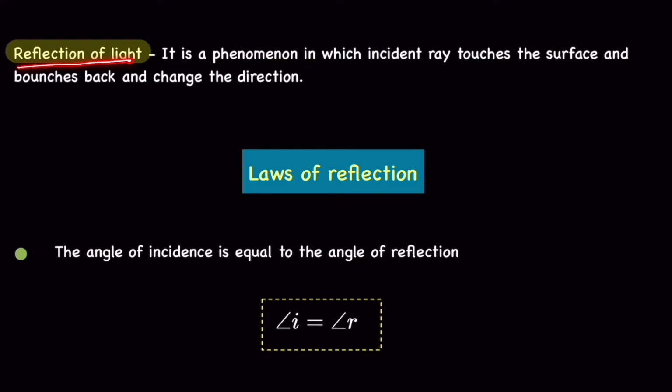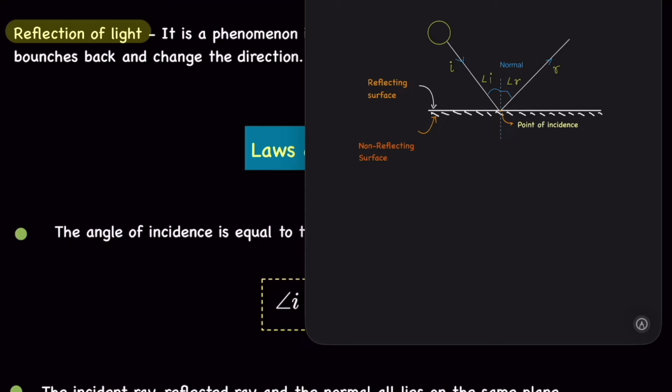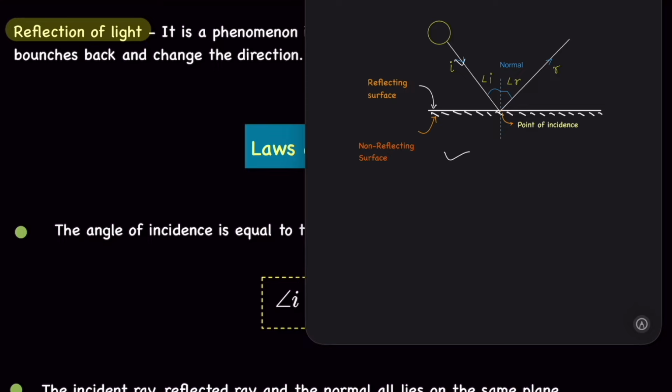So reflection of light is a phenomenon in which the incident ray touches the surface, bounces back and changes direction. As you see in the previous diagram, we can easily understand reflection of light by this figure. Here you see this is the incident ray. It touches the surface and gets reflected. This phenomenon is called reflection of light: the incident ray touches the surface and then bounces back and changes direction. So here the reflected ray direction is changing, and then it is called reflection of light.